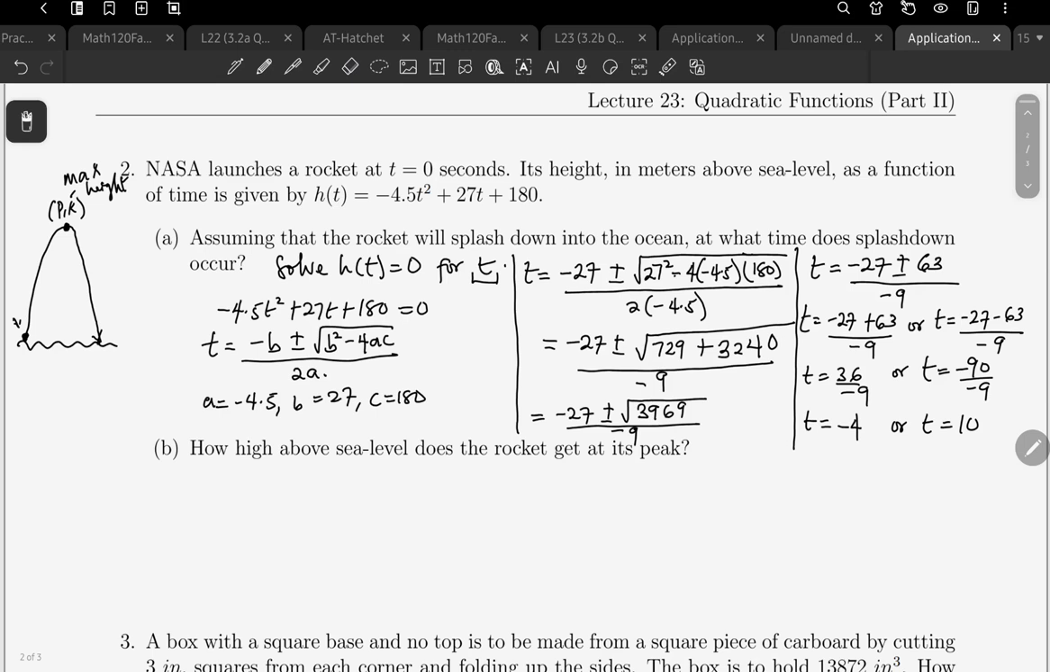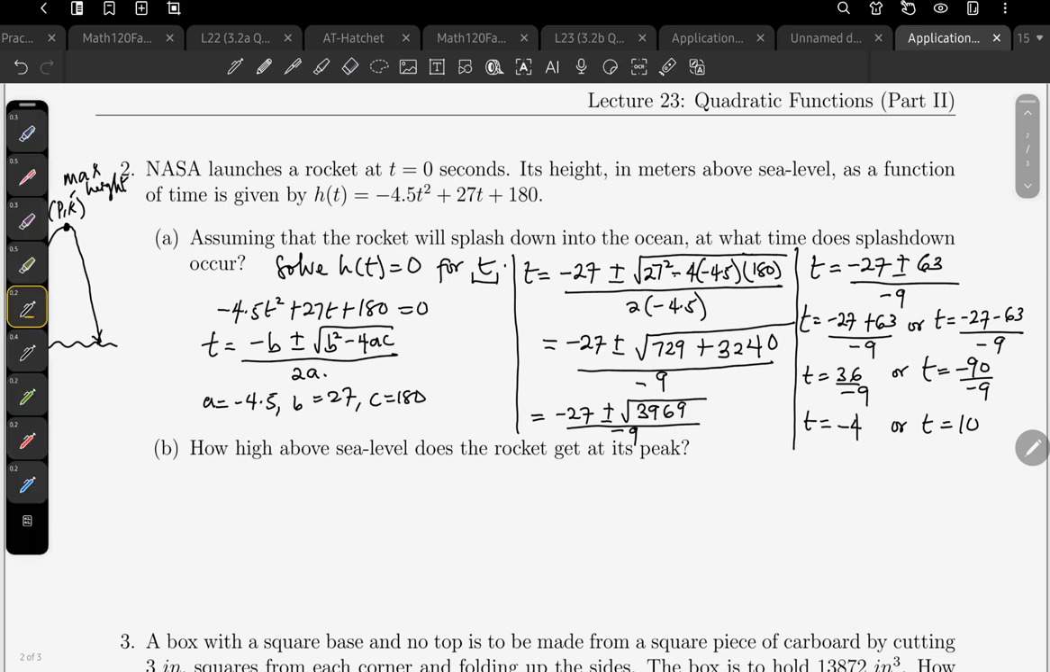But what is t? T is supposed to be time, and time cannot be negative. So it means this one is not correct, but the second one, 10 seconds, is the time that we are looking for, the time taken for the height to be 0, the time taken for the splashdown to occur.